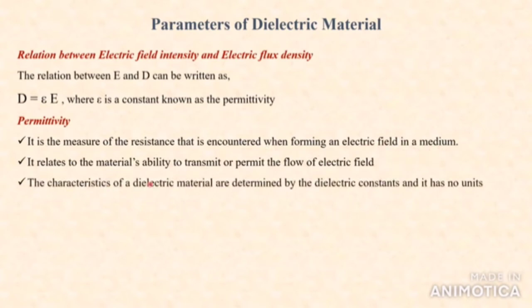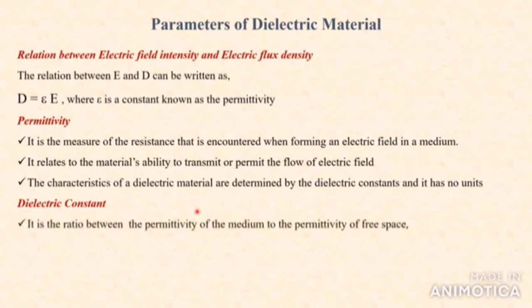The characteristics of dielectric materials are determined by the dielectric constant, and it has no units. The dielectric constant is epsilon R. It is the ratio between the permittivity of the medium and the permittivity of free space. Epsilon R is equal to epsilon by epsilon naught.